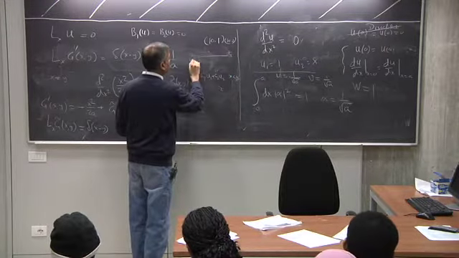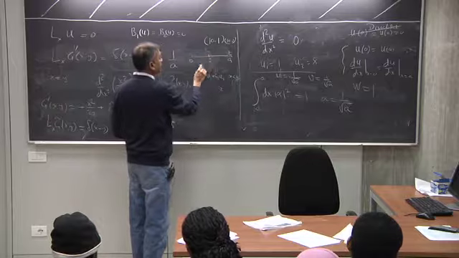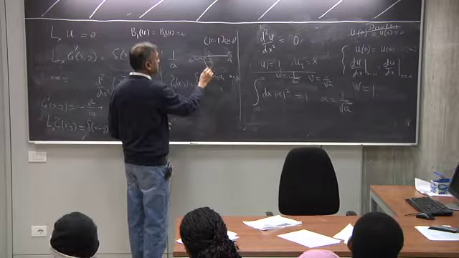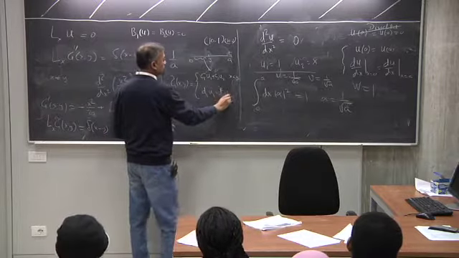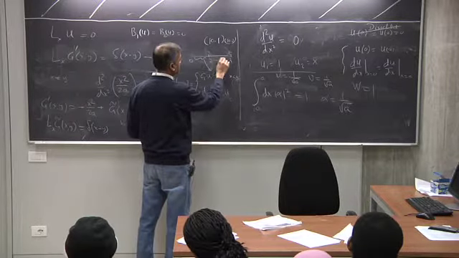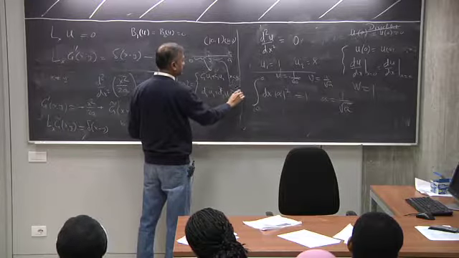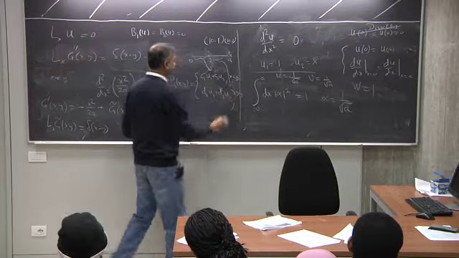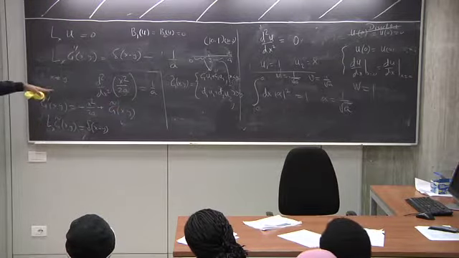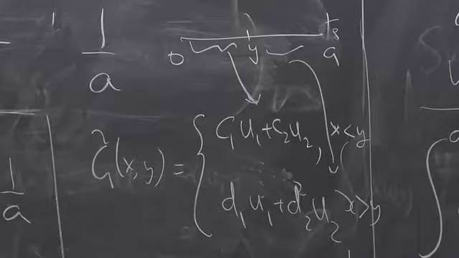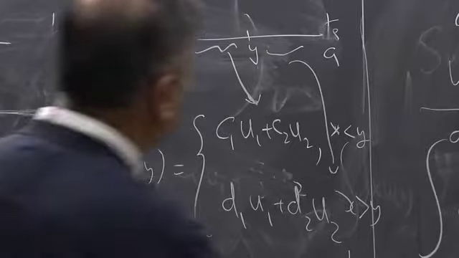So here is my 0 a and here is some y. So in this region I choose that, and d1 u1 plus d2 u2 in this region, x greater than y. This is the usual, so I'm going a bit fast. I mean, like what we did already last time for the ordinary Green's function. Okay.